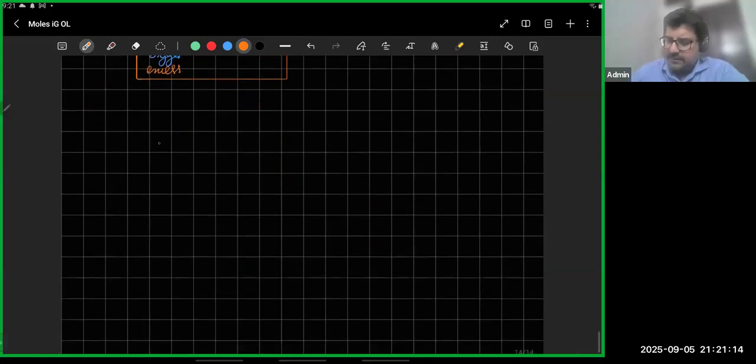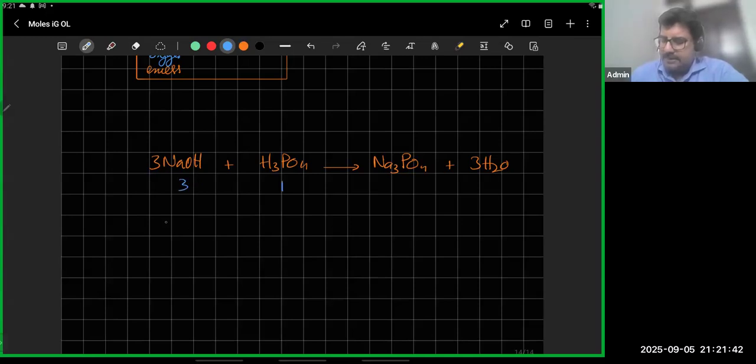I'm just going to do a few more questions like this. Let's say I've got 3 NaOH plus H3PO4. I've got this question and the ratio is 3:1. And somebody tells me that this is 250 moles and this is 100 moles.